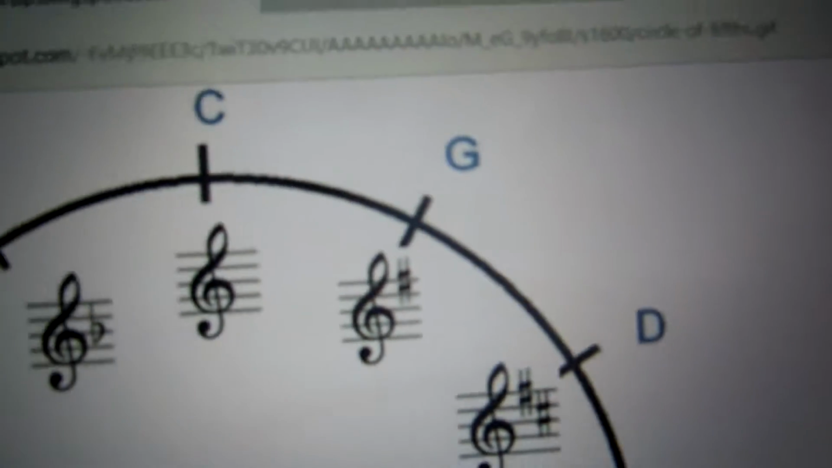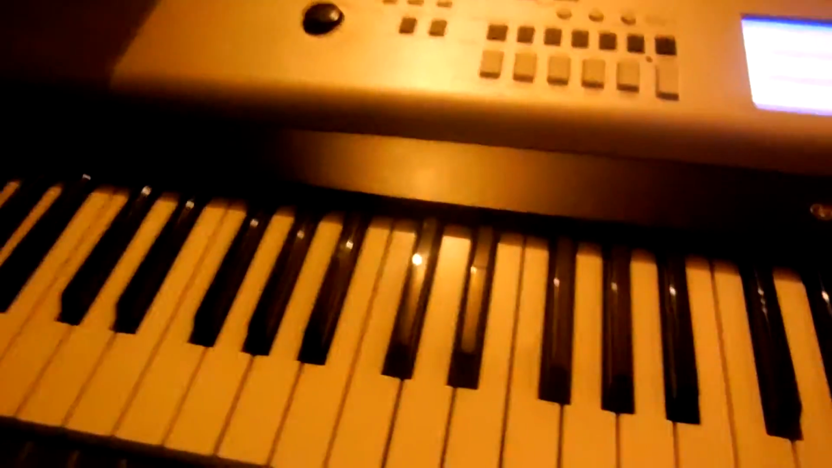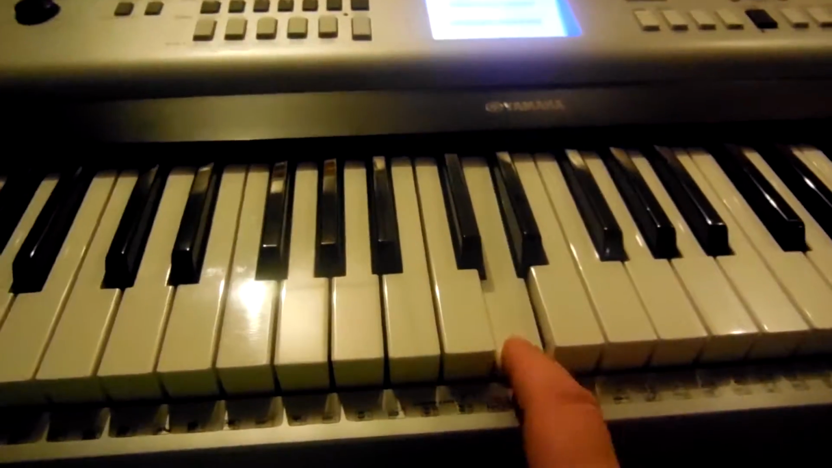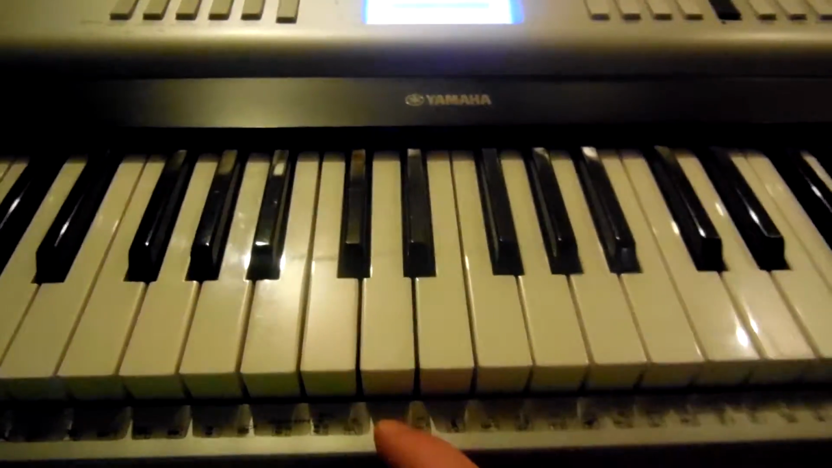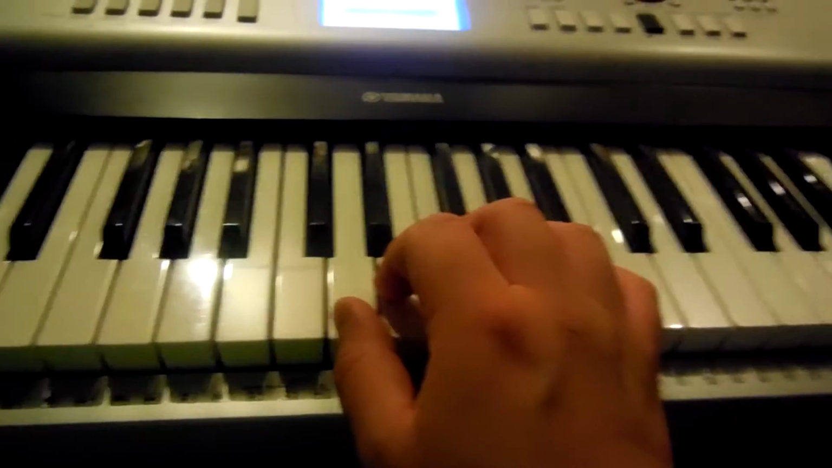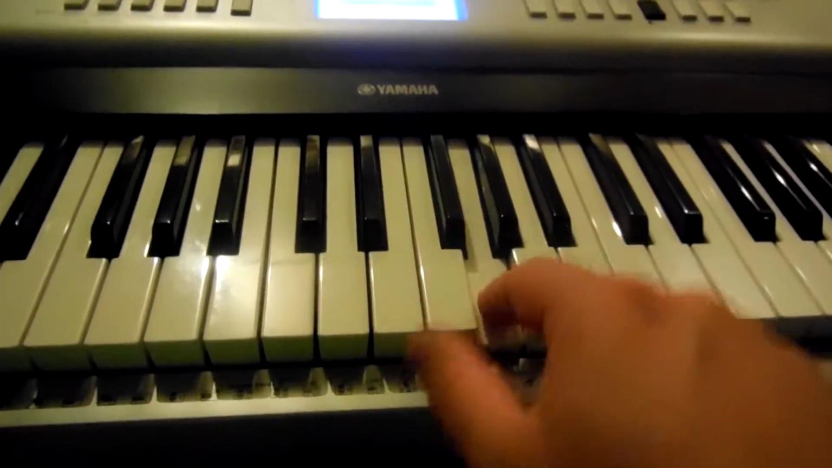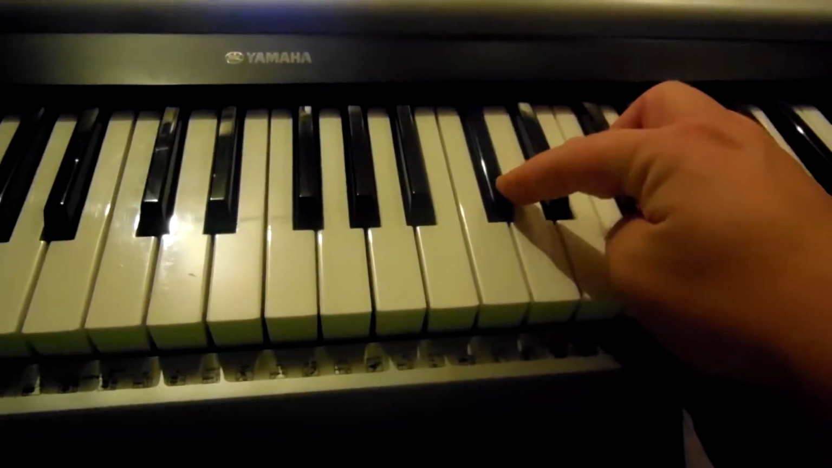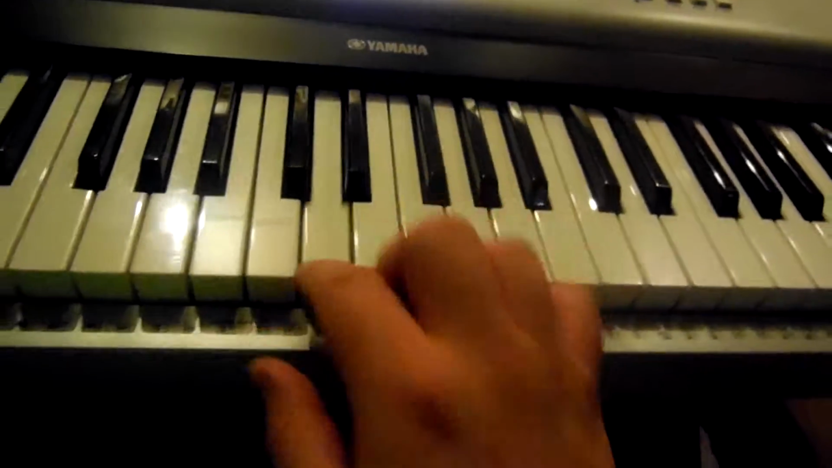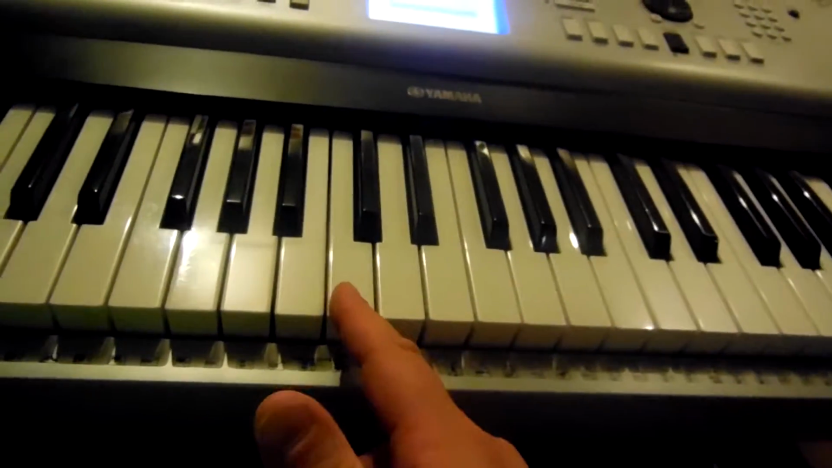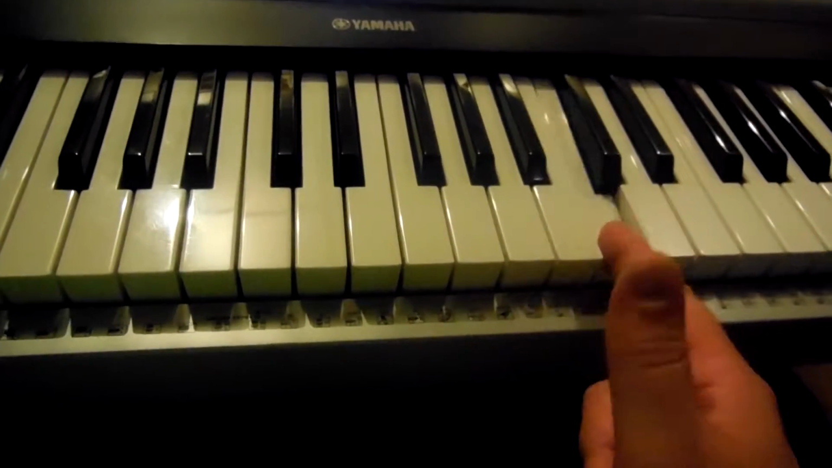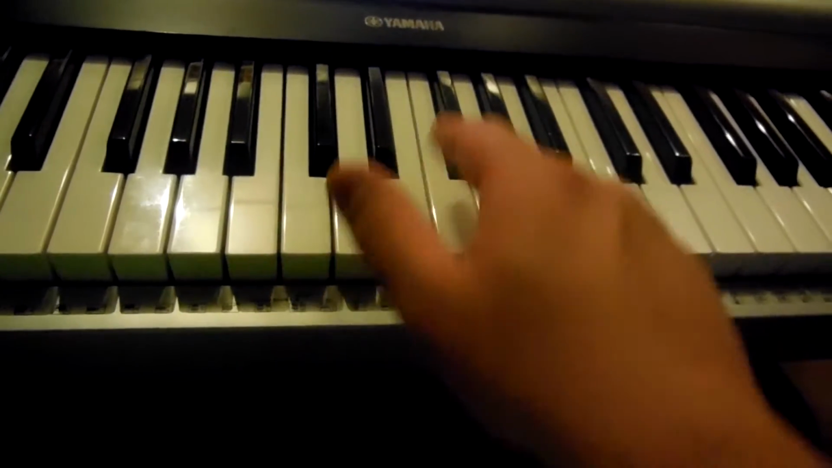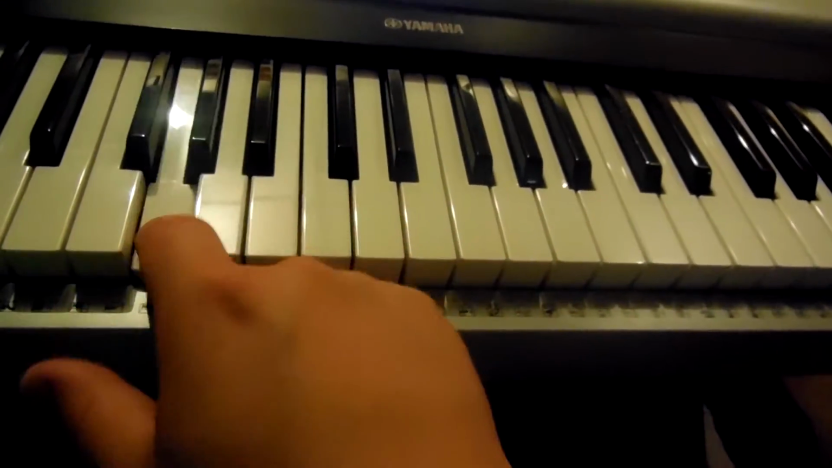So D is the 5th note of G, and we can check it, right? So we can go G, 1, 2, 3, 4, 5. There's D, right? So our new scale is D. So what's our new note? Whole step, whole step, half. Whole step, whole step, half. So now we're adding a C sharp. So now you know 3 scales: C, G, and D.